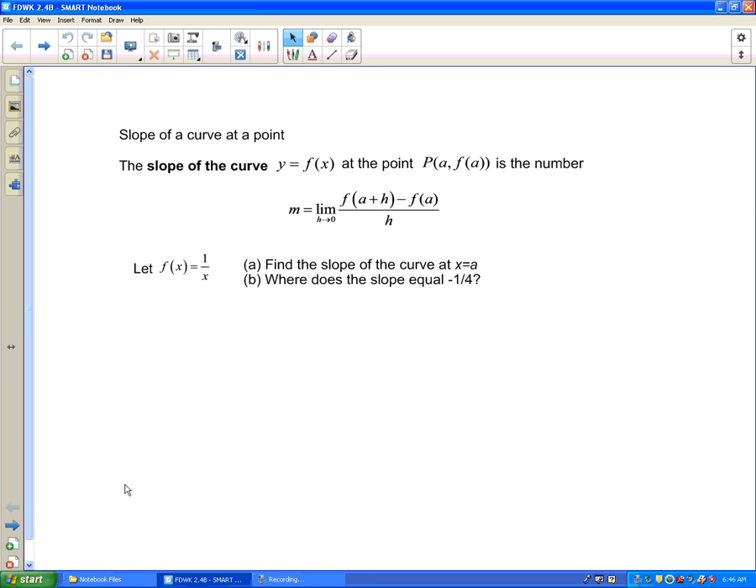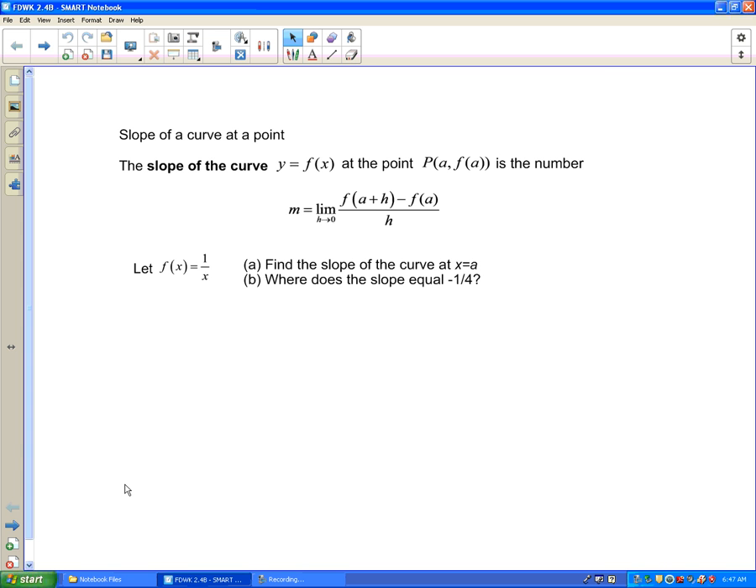As we continue our exploration of the slope of a curve at a point, let's now use an arbitrary value for the point as opposed to an actual value of x. So the slope of the curve y equals f of x at the point a comma f of a is the number represented by the limit as h approaches 0 of f of a plus h minus f of a all over h. Remember, our denominator was already simplifying to h, so let's just start that way.